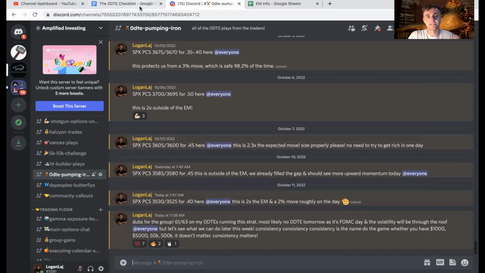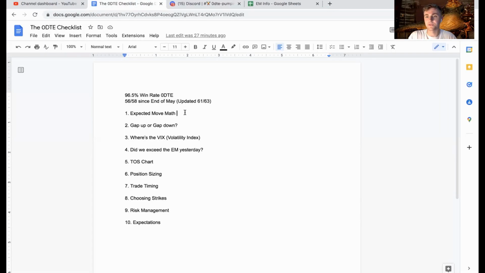So back to the zero DT checklist. That's that expected move math. Today, we did not have a gap up or a gap down. We just opened and then the market sold. I guess there was a little bit of a gap down right at the morning, but we did end up going to fill that back up. Was there a gap down? I'll have to pull up the charts.